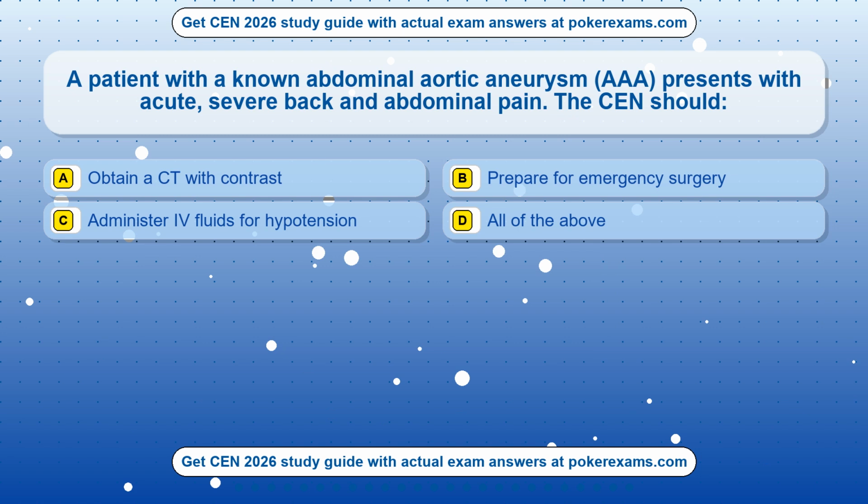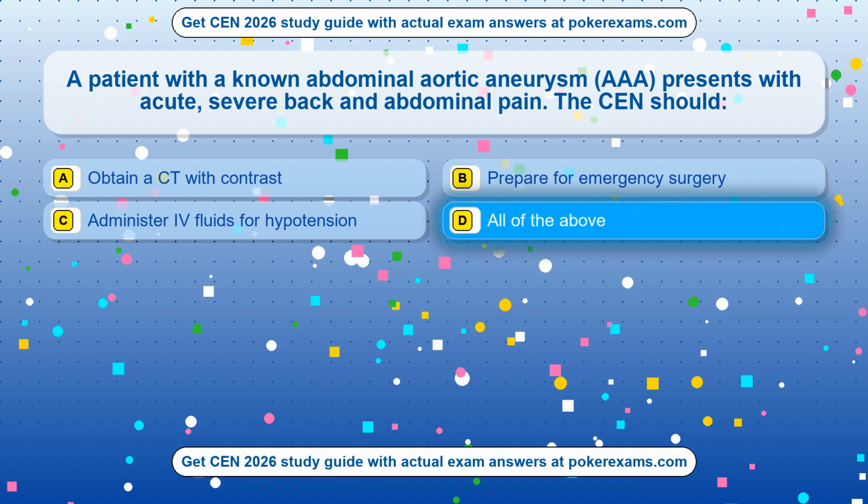Question 13. A patient with a known abdominal aortic aneurysm, AAA, presents with acute, severe back and abdominal pain. The CEN should: Option A. Obtain a CT with contrast. Option B. Prepare for emergency surgery. Option C. Administer IV fluids for hypotension. Option D. All of the above. The correct answer is option D.